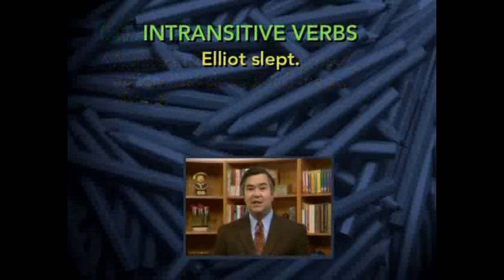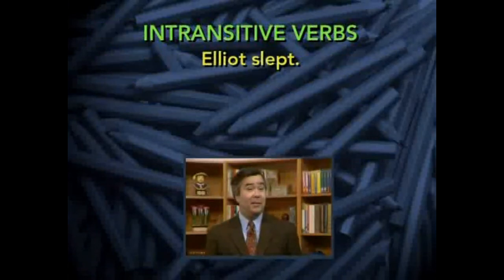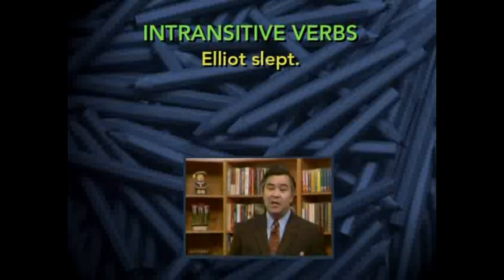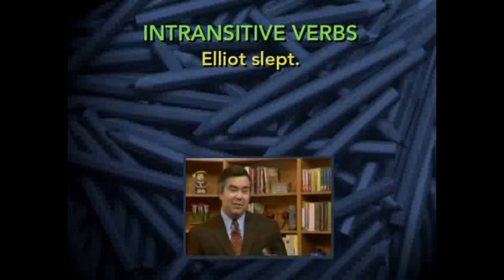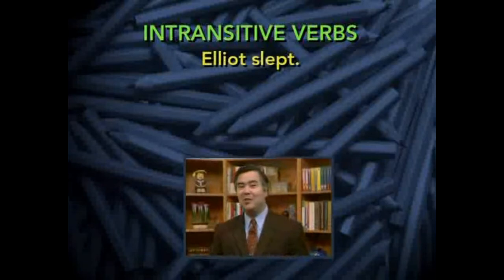Take a look at this sentence. Elliot slept. This is a short sentence, only 2 words, but it is a complete sentence. It has a subject and a verb, and it expresses a complete thought.